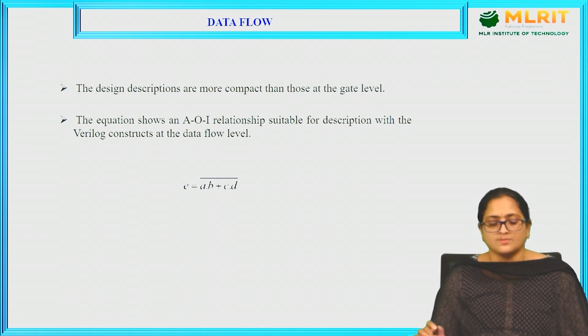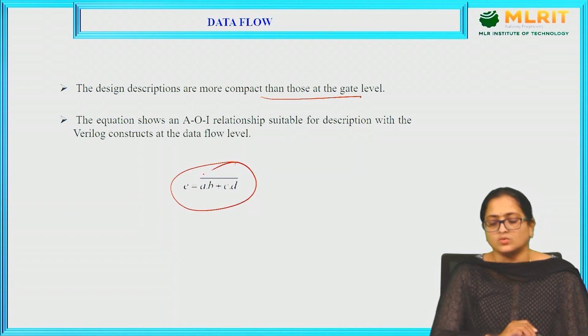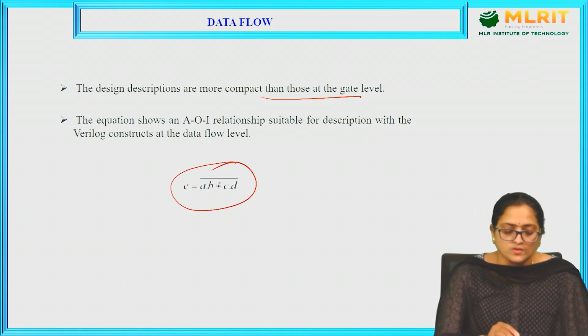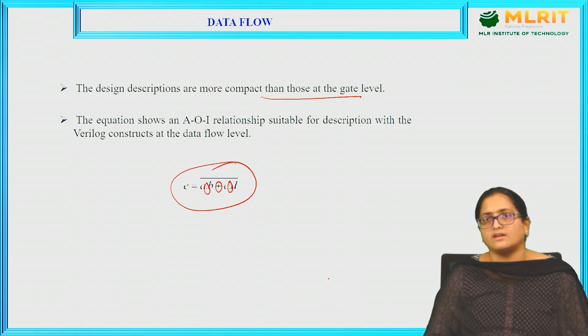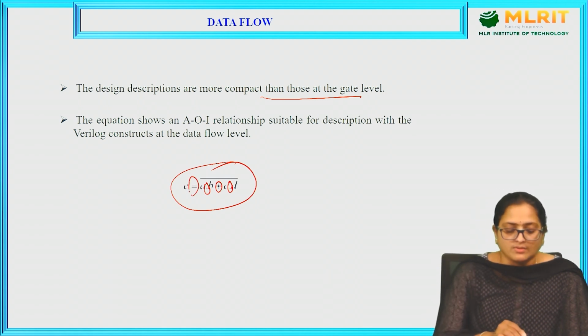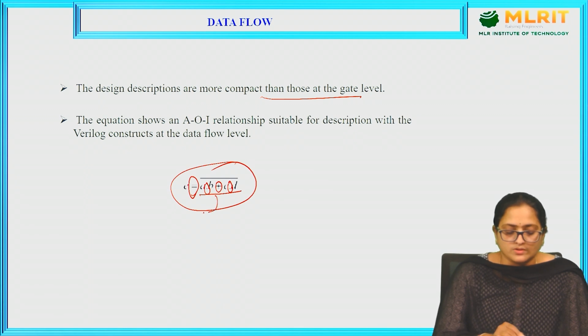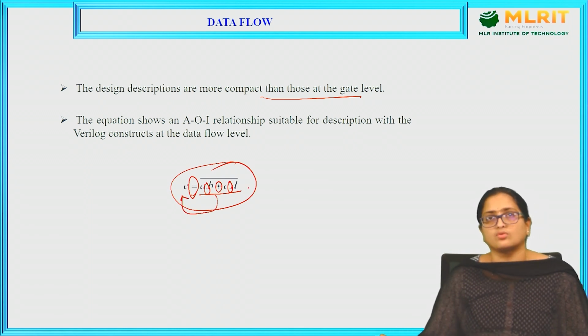The design descriptions are more compact than those at a gate level. An example of a relation suitable for description with a Verilog construction at data flow. You can use all arithmetic and logical operations to write a Verilog code in data flow, and you can use an assignment structure which helps to link the inputs to the outputs. This is one of the examples which I have shown here to take an equation in a data flow.